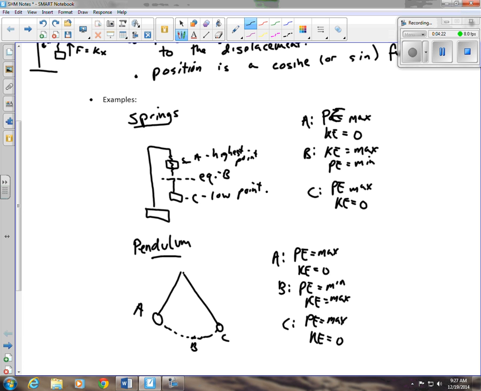So these are very, very similar. As far as the restoring force, X has pulled it up this way, and the net force on it is going to be back down the other way. So again, we have the force in the opposite direction as the displacement.